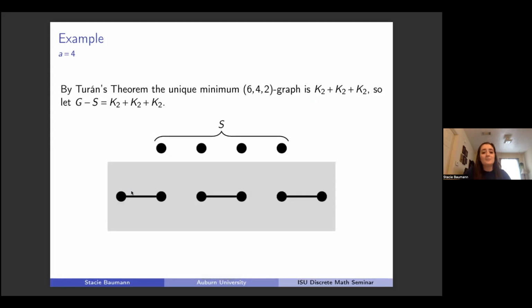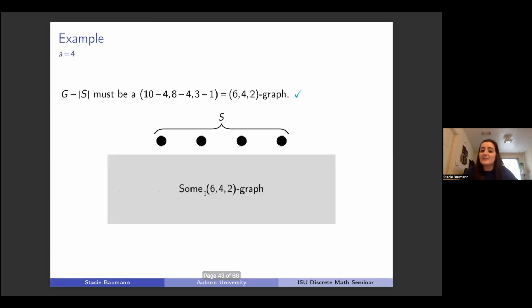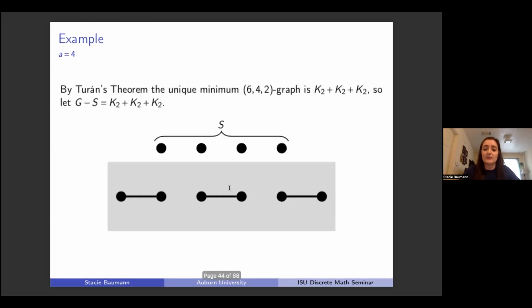All right. So if this bottom part has to be some 6, 4, 2 graph, then there's a unique minimum 6, 4, 2 graph, right? This is Turán's theorem, right? The t equals 2 case is always Turán's theorem. So here's the unique minimum 6, 4, 2 graph.